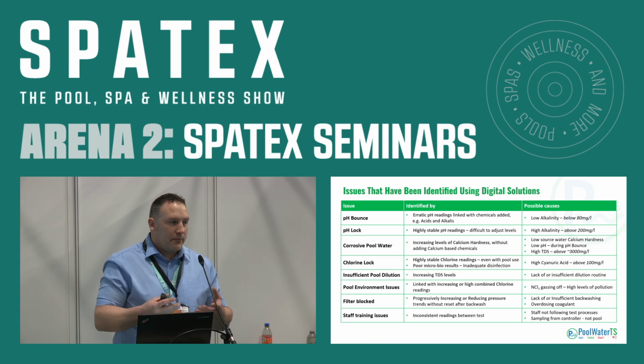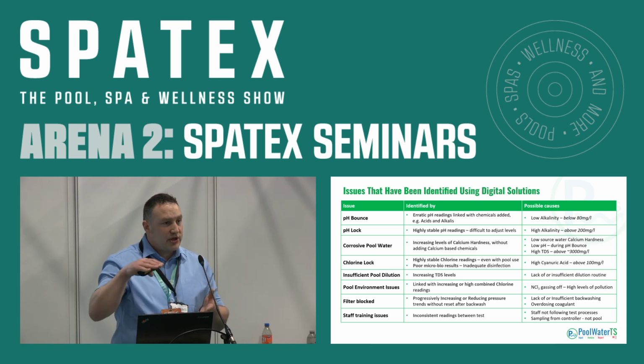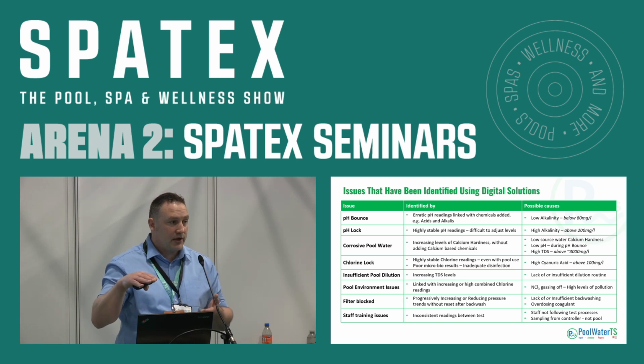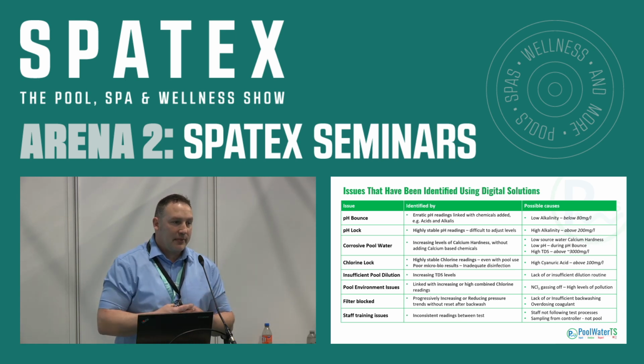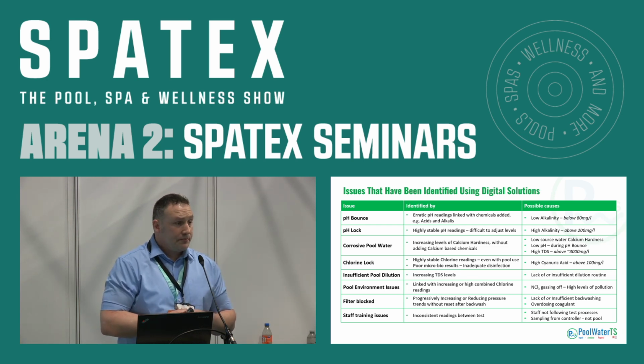So based on PWTAG guidance, if your pH is, let's say, 7.2 to 7.4, you should have at least 2 milligrams per litre free chlorine. If you're over that, you need to increase your chlorine level a bit more to compensate, because there's less active free chlorine within that. Another one, corrosive pool water.